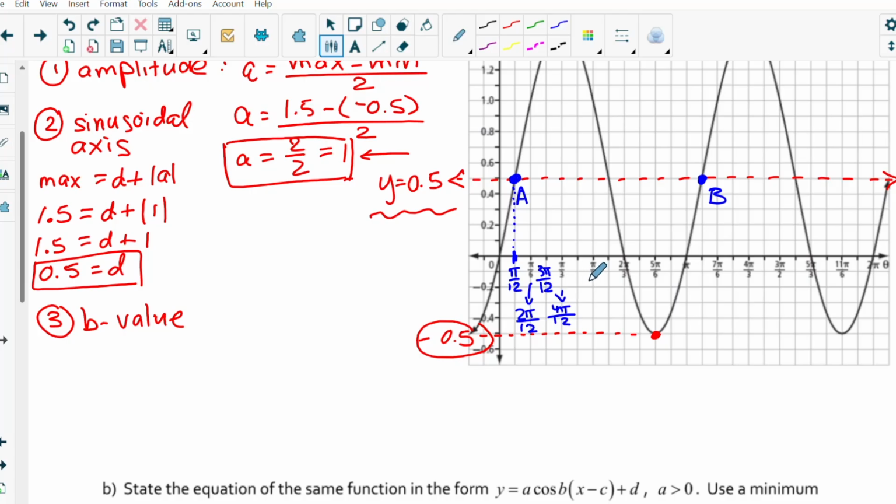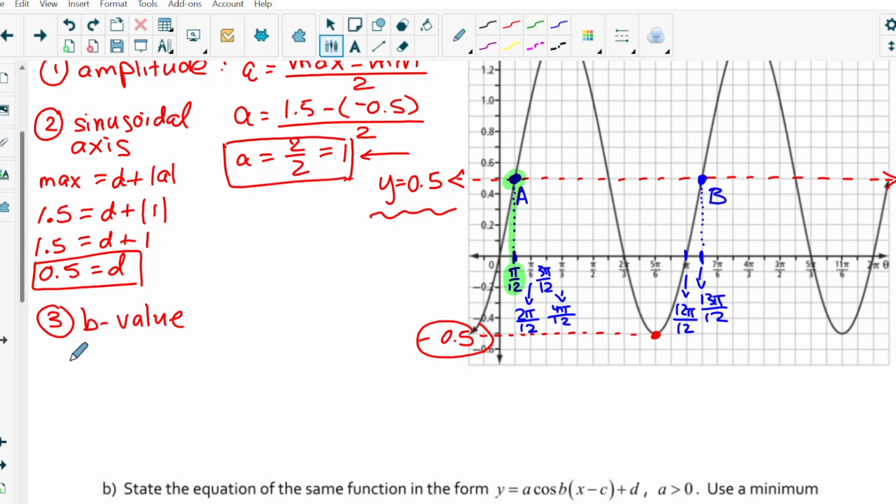Okay, so I know that every unit is pi over 12 units. If I start at A and I have pi over 12 units, where do I end up for a full cycle? So let's take a look at a full cycle. I go all the way down here. I said every tick mark is pi over 12. So if pi is 12 pi over 12, this must be 13 pi over 12.